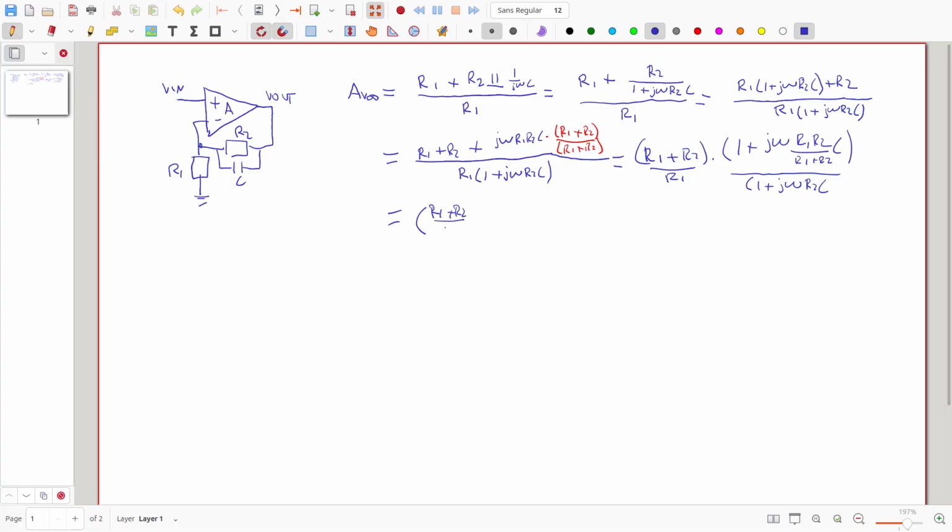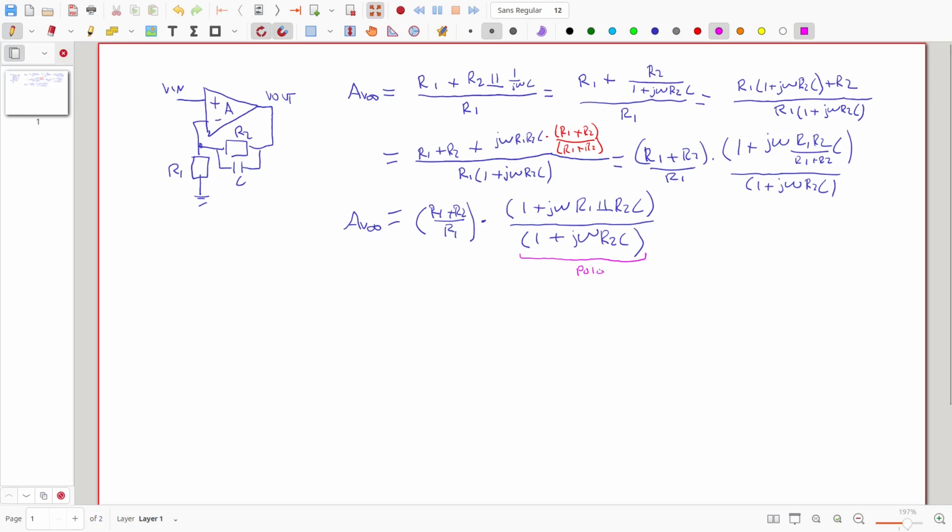We expected (R1 plus R2) divided by R1. It only depends on the resistors. There is a zero, 1 plus jω, that will be R1 in parallel to R2 times C, and then we have one pole that is located at 1 plus jω R2 C. Okay, so this is our asymptotic gain, and then we see that it has a pole here, a single pole. This is the pole in the asymptotic gain.